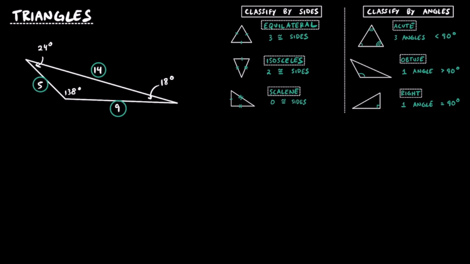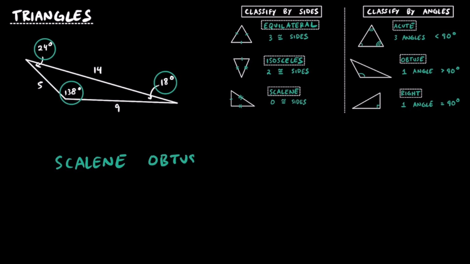Here's one more example. Looking at the side lengths, because they're all different, we can say that this is a scalene triangle, and looking at the angle measures, since one of them is greater than 90 degrees, we have this 138 degrees, we know that this is an obtuse triangle. Naming this triangle very specifically, this is a scalene obtuse triangle.